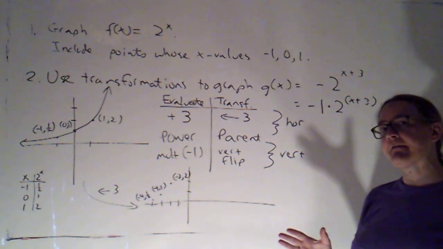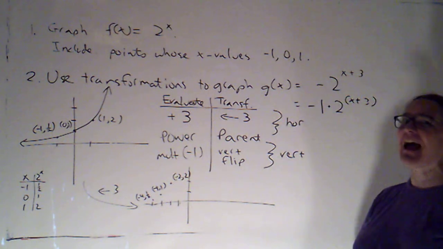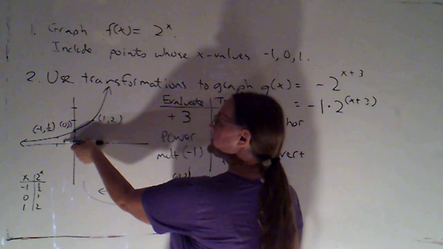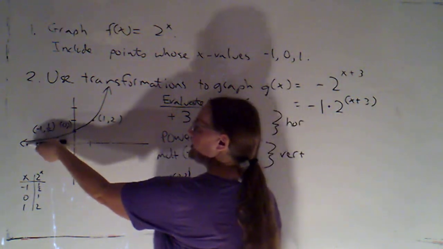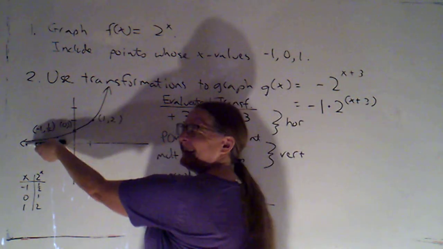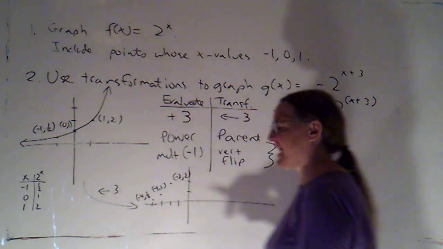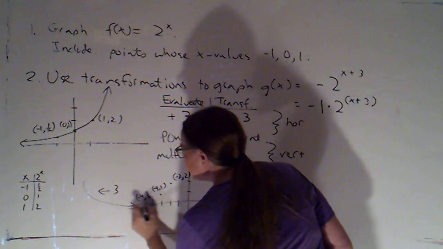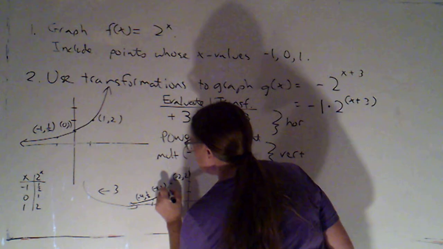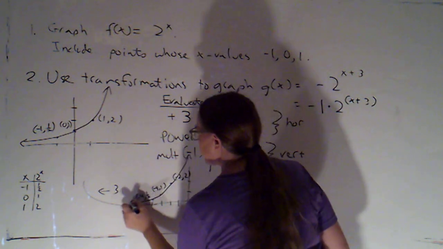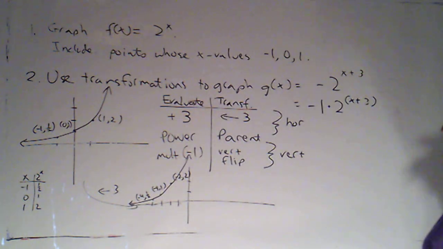Anytime I'm doing a graph with an asymptote, I have to see if the asymptote is affected. This was my asymptote. We're sliding everything 3 units to the left. It's still at the same height, so the x-axis is still a horizontal asymptote. My graph's going to look something like so.